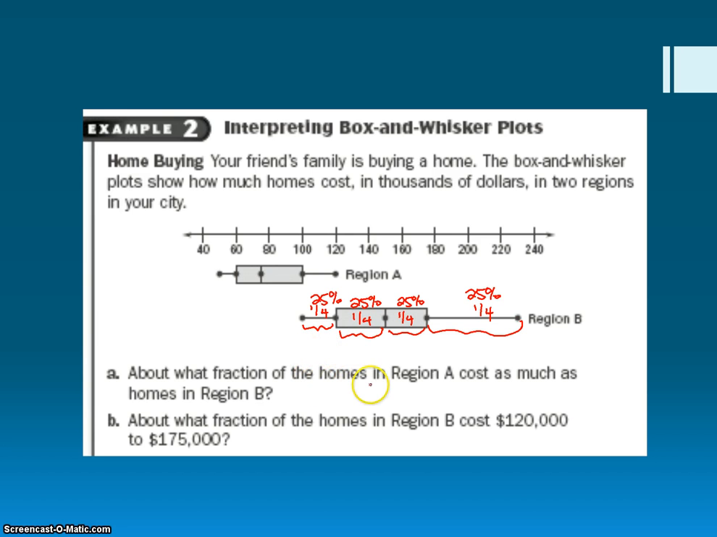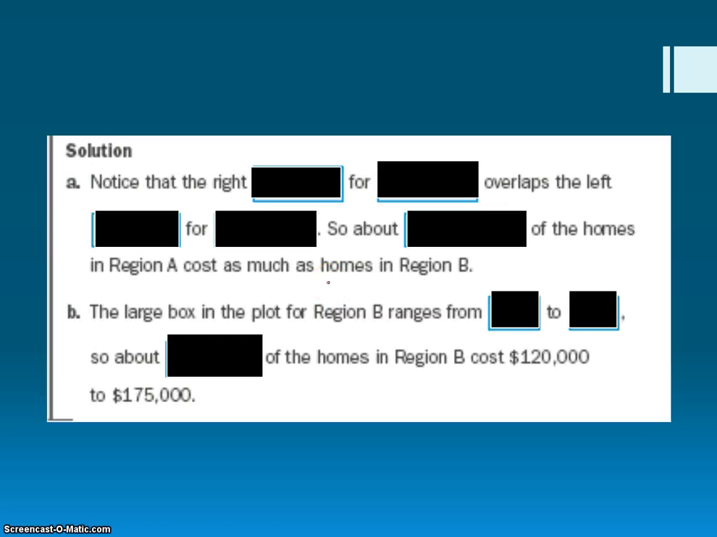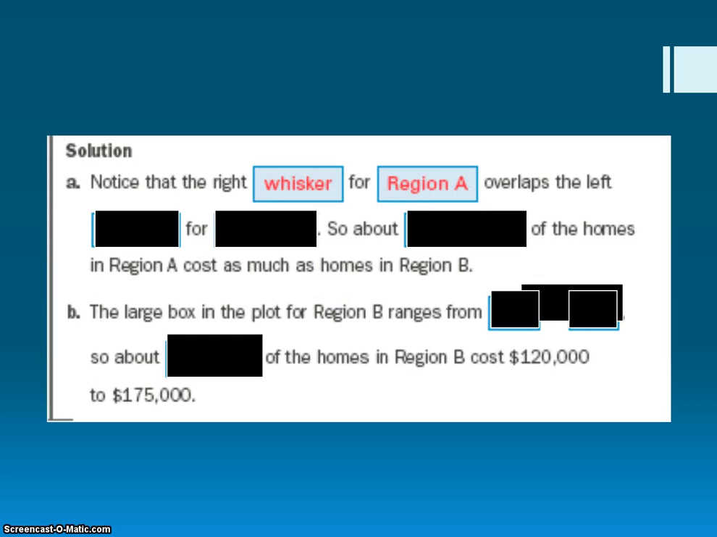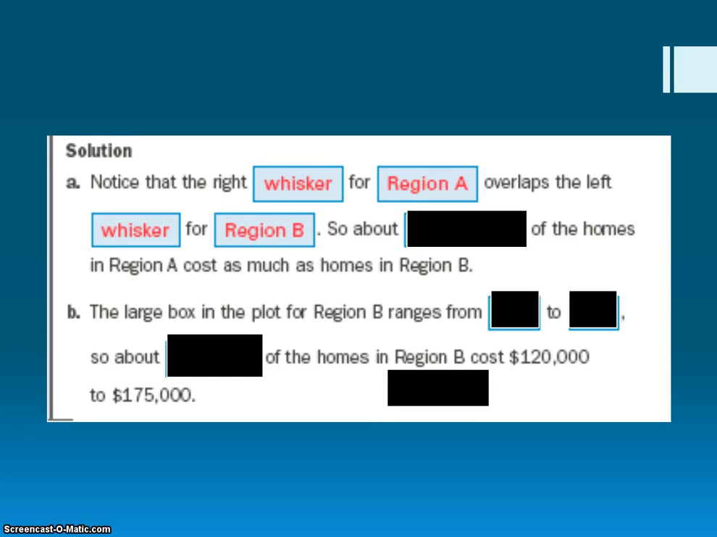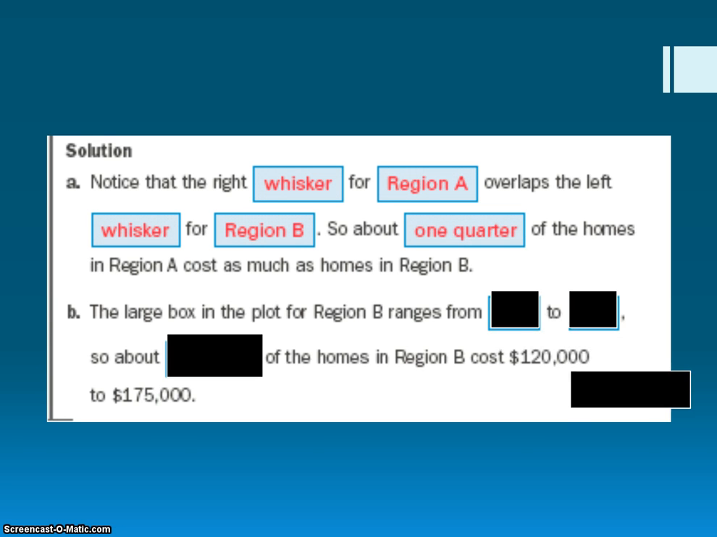So, what fraction of homes in region A cost as much as homes in region B? Well, region A and region B overlap right here, and that is about 1/4, 25%. So in your notes, you can notice that the right whisker for region A overlaps the left whisker for region B. That's what I just drew. So about 1/4, 25% of the homes in region A cost as much as homes in region B.